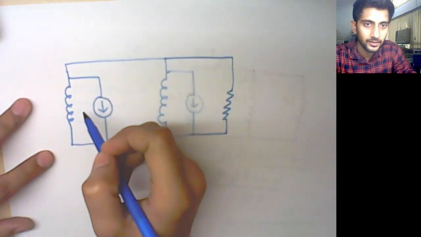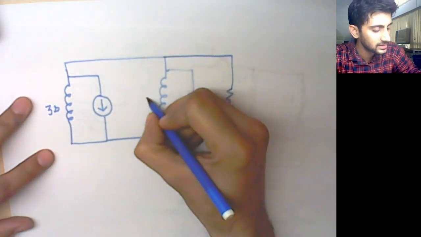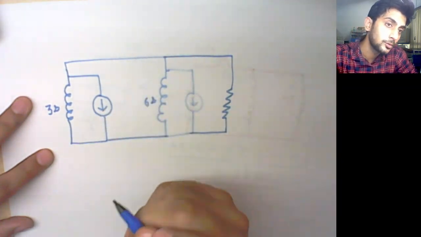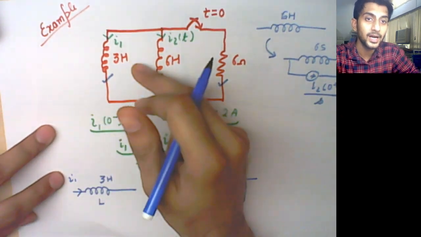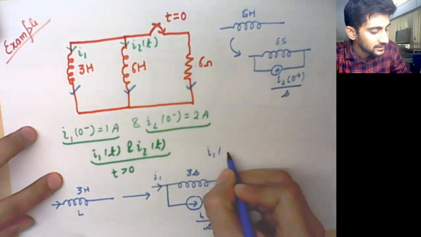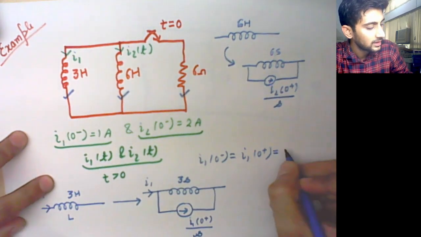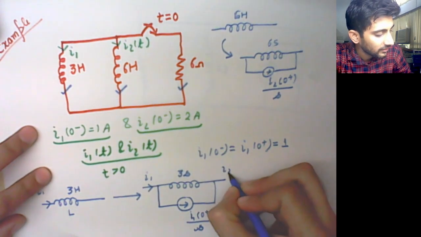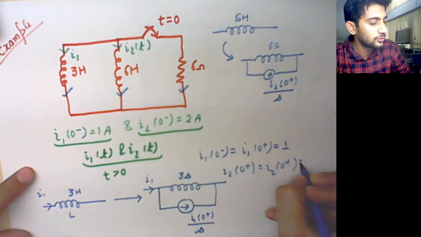So you just write the values: this is of 3S ohms, this is 6S. The value of this particular current source should be I1(0+) by S. And what was the initial condition? I1(0-). For inductances, you know that I1(0-) has to be equal to I1(0+). This is the requirement for initial conditions from an inductor. Similarly, you can have I2(0-) equal to I2(0+), and which should be equal to 2.